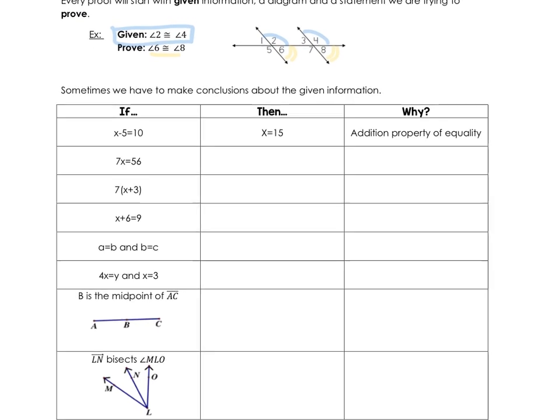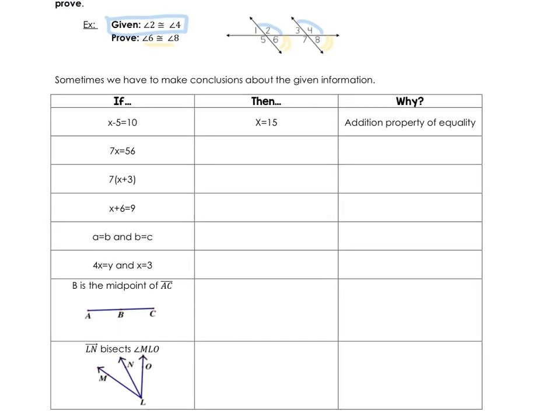In your chart, it says sometimes we have to make conclusions about the given information. And this is basically what I want you to do when you're writing a proof. If, for instance, you're given a statement such as x minus 5 equals 10, then we can make the conclusion that x equals 15 because we know that we could add 5 to both sides of this equation to get x is equal to 15.